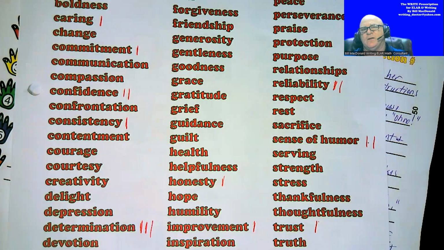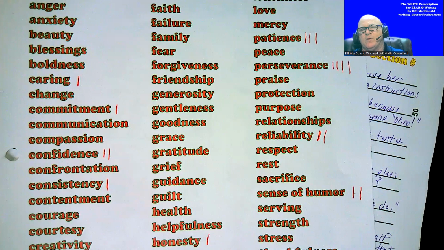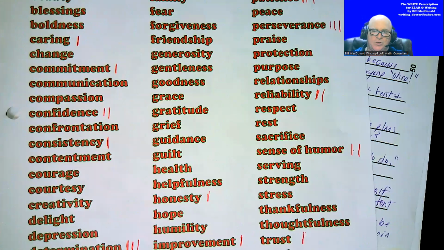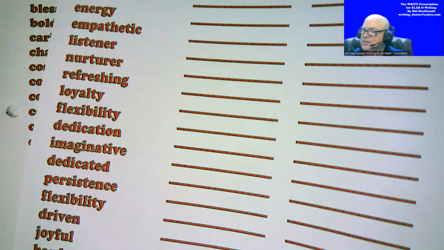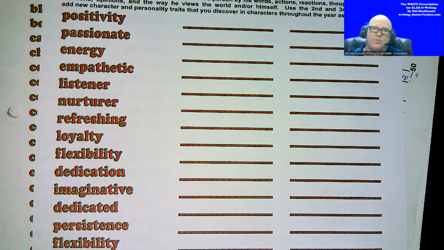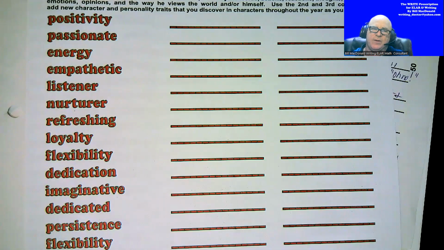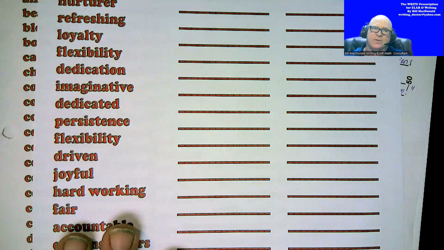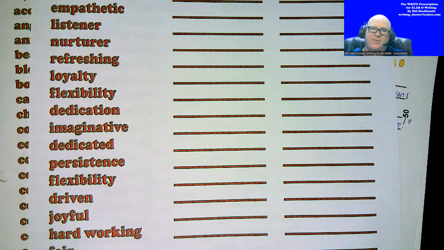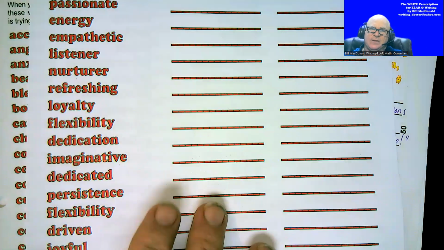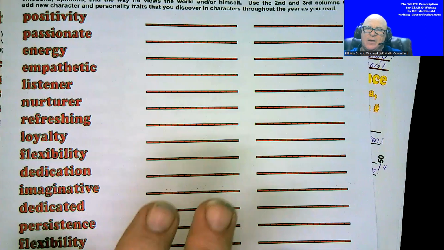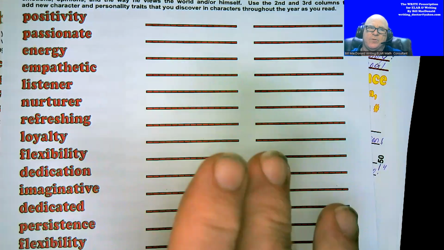I want you to notice that on page one, they're in alphabetical order, and on page two, there's just a list. So you might want to practice using dictionary skills by having them put this second list in alphabetical order first on that second column, and then coming up with their own character and personality traits.